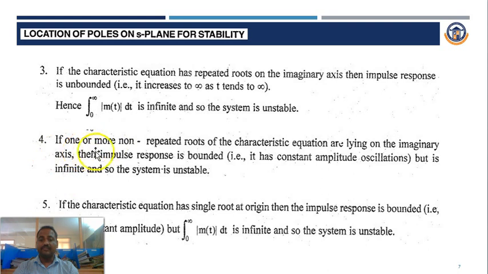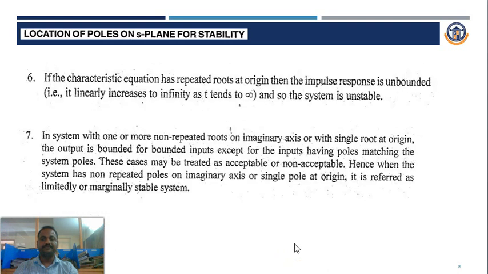Fourth one, if one or more non-repeated roots of the characteristic equation are lying on the imaginary axis, then the impulse response is bounded, but the integral is infinite, so the system is unstable. Your fifth case is, if the characteristic equation has a single root at the origin, then the impulse response is bounded, that is, it has a constant amplitude, but the integration of 0 to infinity of m(t) dt is infinite, so the system is unstable.